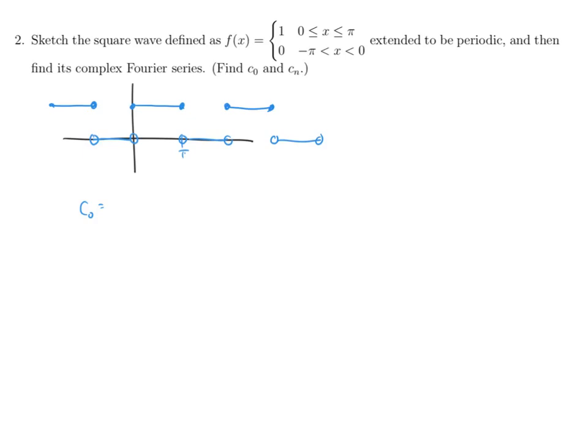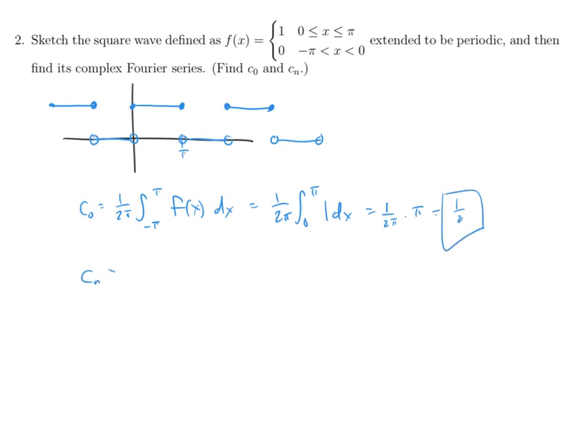If you can compute it, c naught is 1 over 2 pi times the integral from negative pi to pi of f of x dx. And you be careful here. You can't just plug in 1. This is 1 over 2 pi, integral from 0 to pi of 1 dx. And again, this is 1 over 2 pi times pi, and that's going to be 1/2. You didn't have to compute the integral. You could just, by inspection, say it's 1/2.